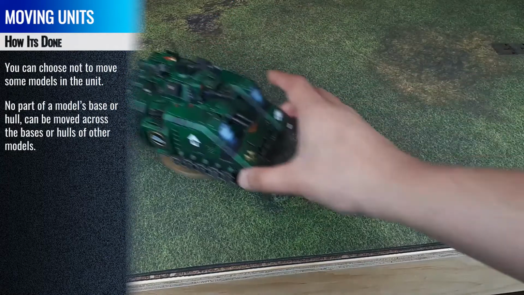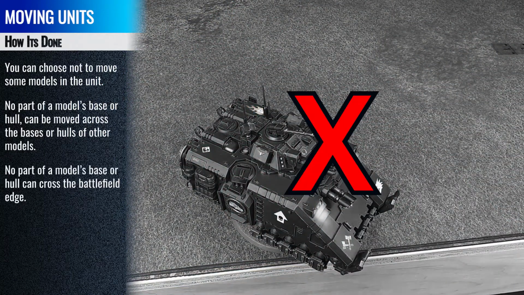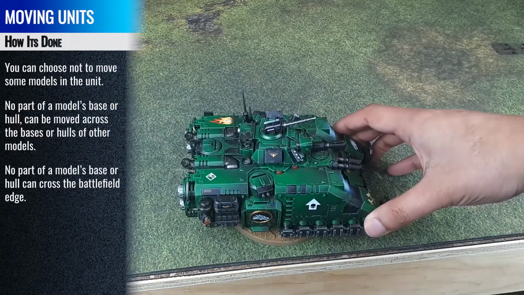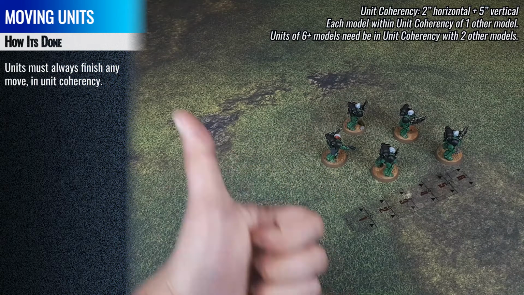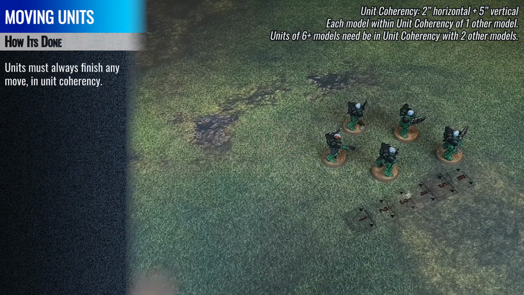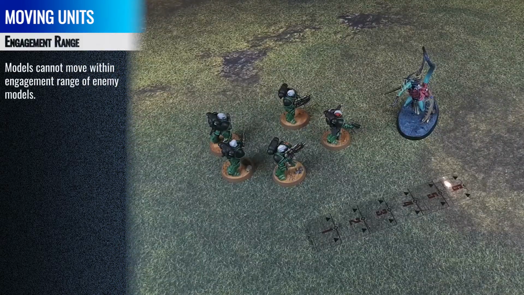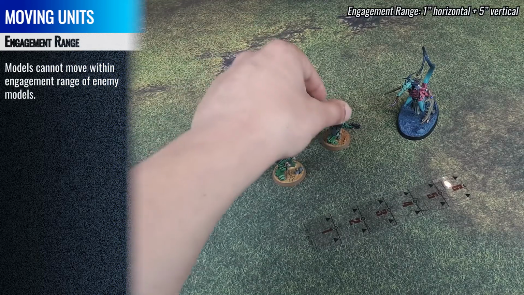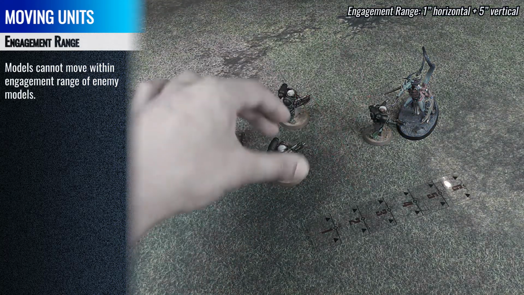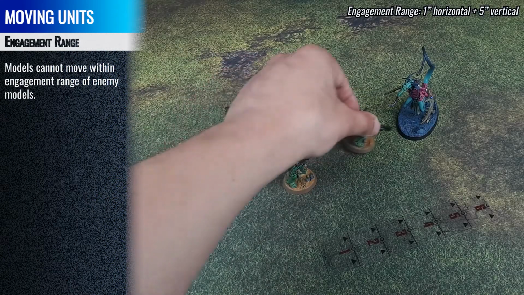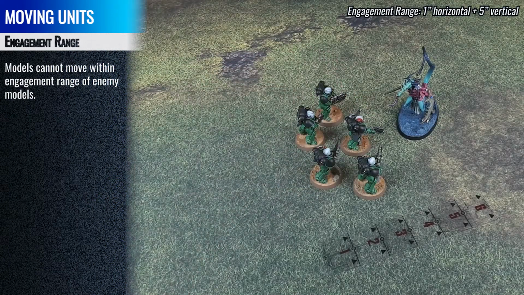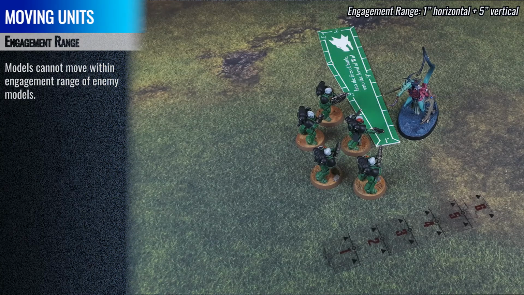This also applies to the battlefield edge. Models, bases, or hulls cannot overhang beyond the edge of the battlefield. And a unit must always finish any type of move in unit coherency. If it's not possible, then that move is not considered valid and cannot be made. None of the activations made in the movement phase enable units the ability to move within or end their movement activation within engagement range of enemy units. Always ensure any movement made in the movement phase is outside of the 1-inch horizontal and 5-inch vertical engagement range.